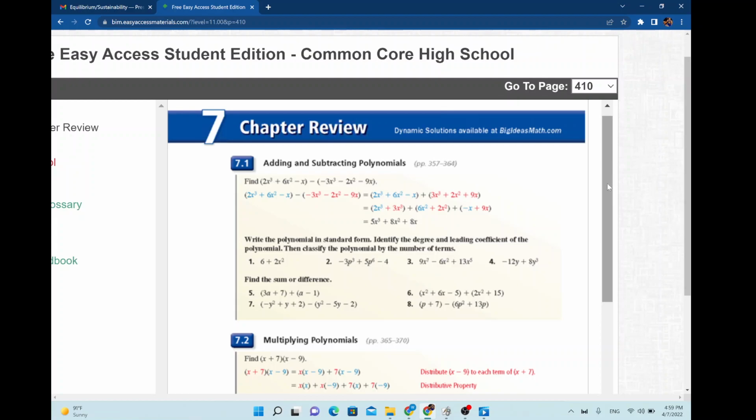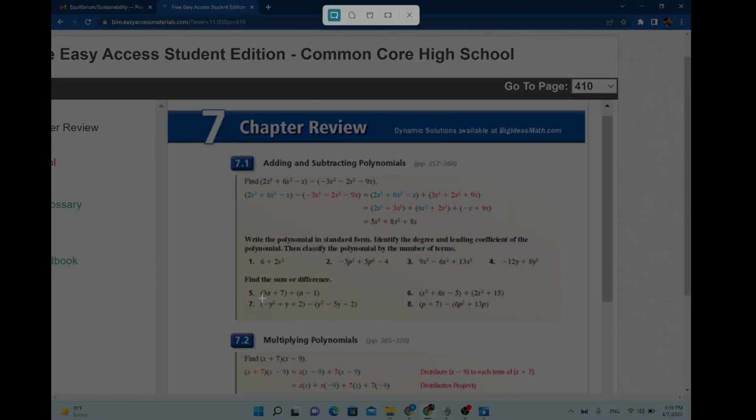So today we'll talk about chapter 7, polynomials. 7.1 is about adding and subtracting polynomials. With polynomials, we have different types of terms: monomial, binomial, trinomial. It depends on the highest power, the highest degree. Check out the first set of problems we have right here. Write the polynomial in standard form, identifying the degree and the leading coefficient of the polynomial, then classify the polynomial by the number of terms.